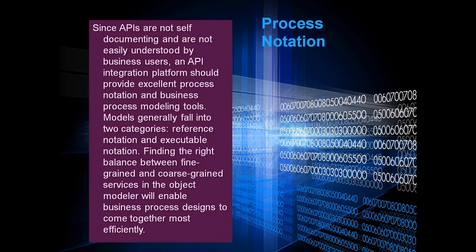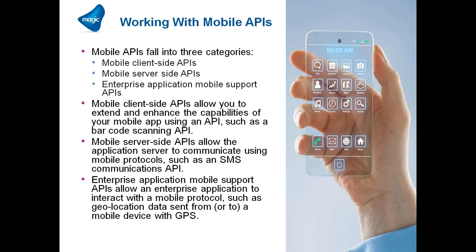Models generally tend to fall into two categories. You have the reference model or the reference notation and an executable model or executable notation. And you're going to want to find the right balance between fine-grained and coarse-grained services in an object modeler that will enable business process designs to come together most efficiently. When those charts and graphs actually contain the business logic and are executable, that's very powerful, because that means that you can not only visualize what's going on in the business process, but then configure it and go ahead and execute it.